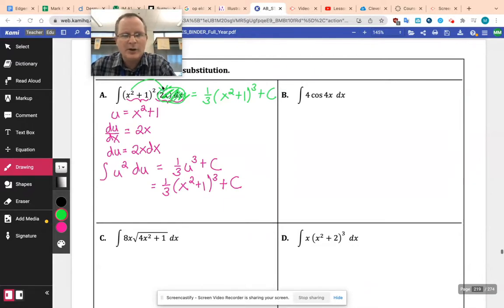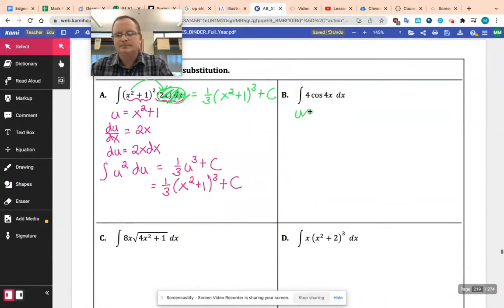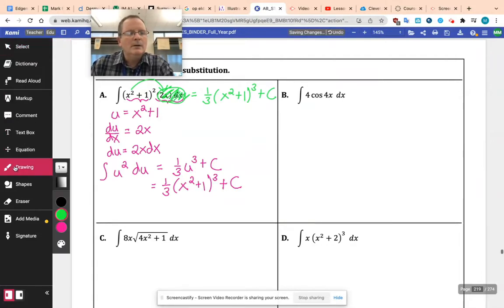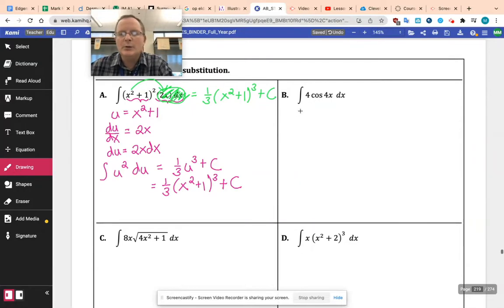Did the chain rule occur? Yes, it did. Okay, so in this case, it looks like the chain rule could occur to this 4x. All right, so that's what I'm going to do. I'm going to call you 4x. Okay, let's try that again. All right, so u would be 4x.